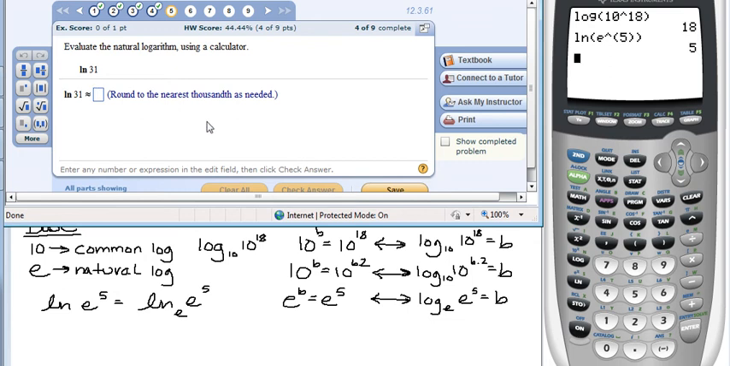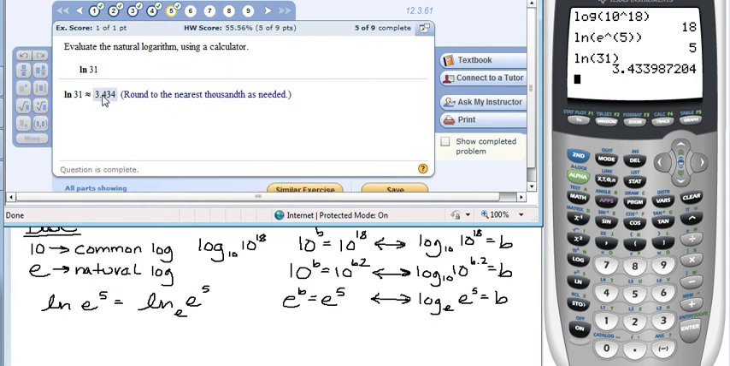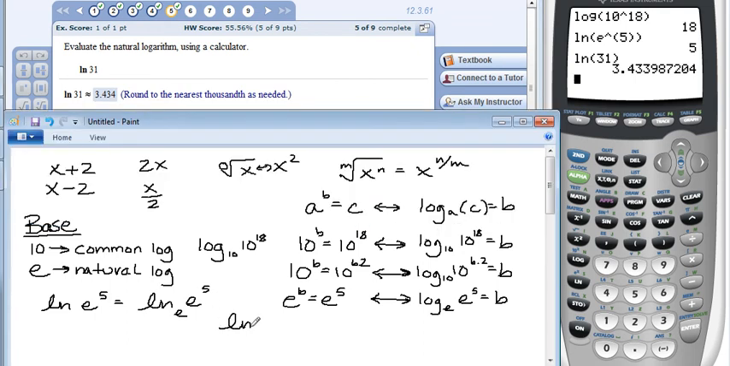Okay, natural log of 31. Well, that's pretty darn easy. Just use a calculator. 3.434. Let's try that. And what is this? That's a squiggle. It's not an equals. ln 31 is a squiggle of 3.434.